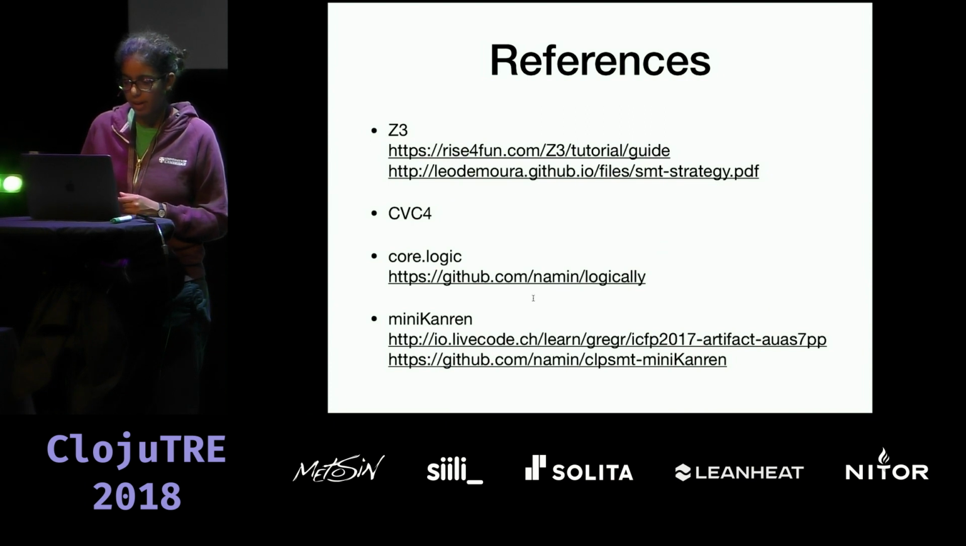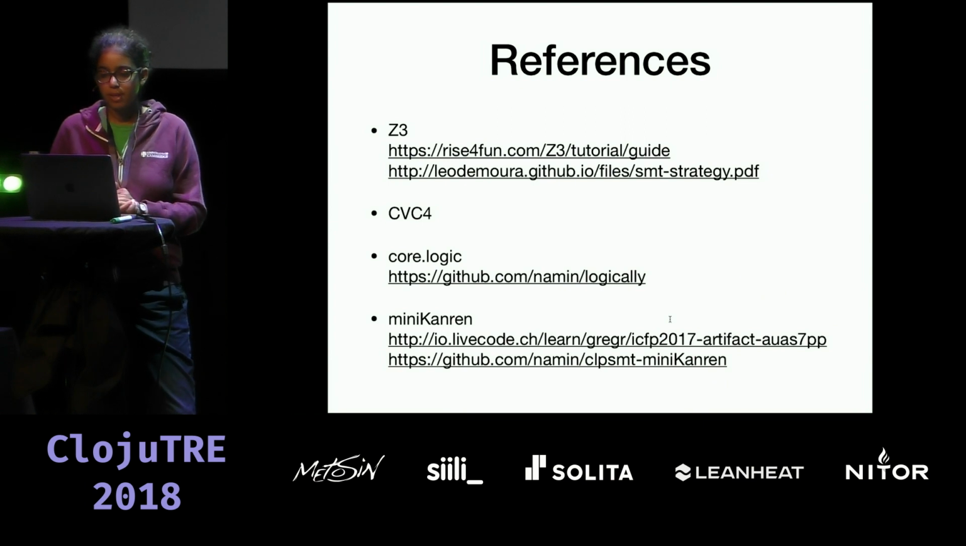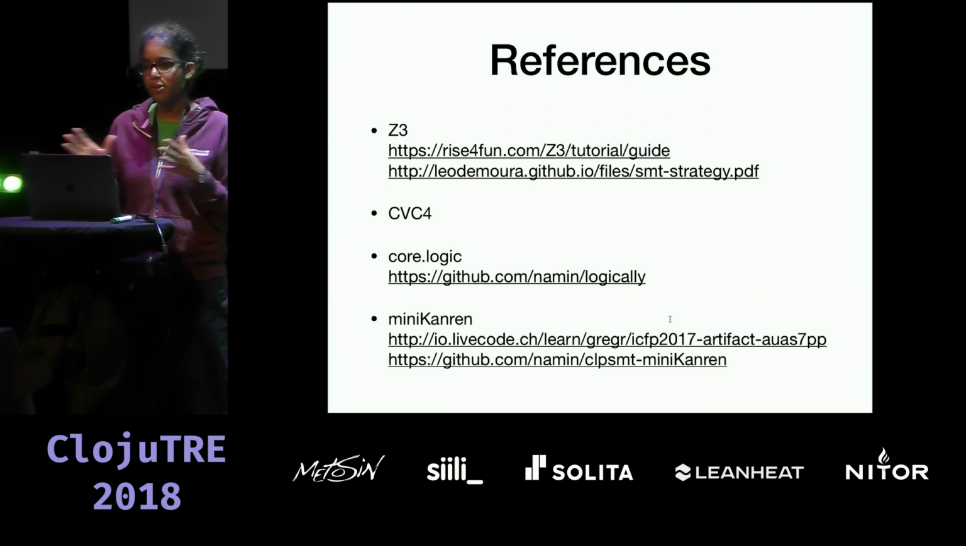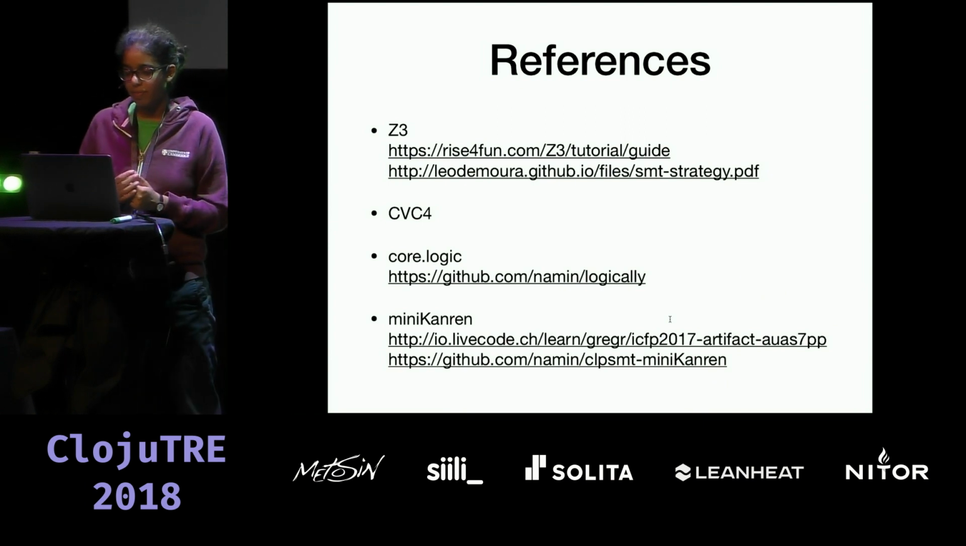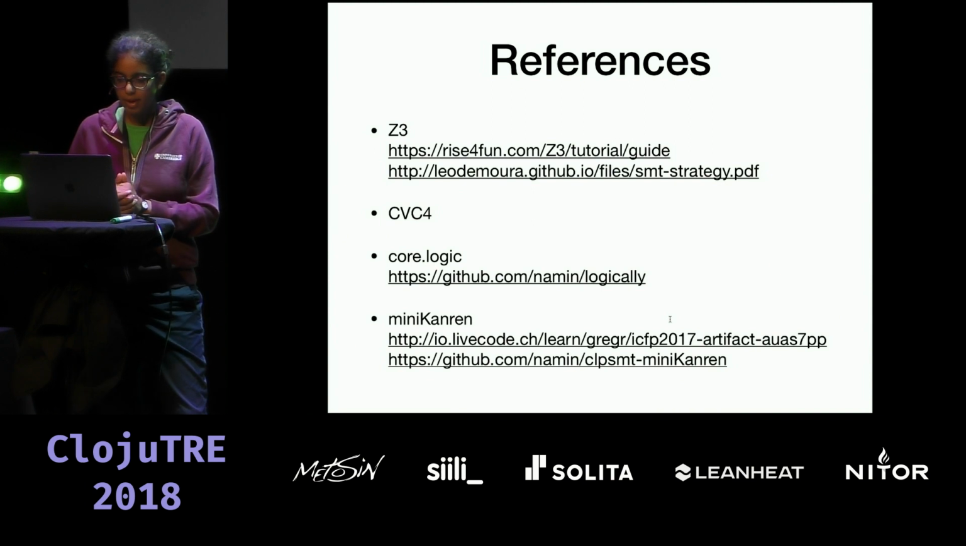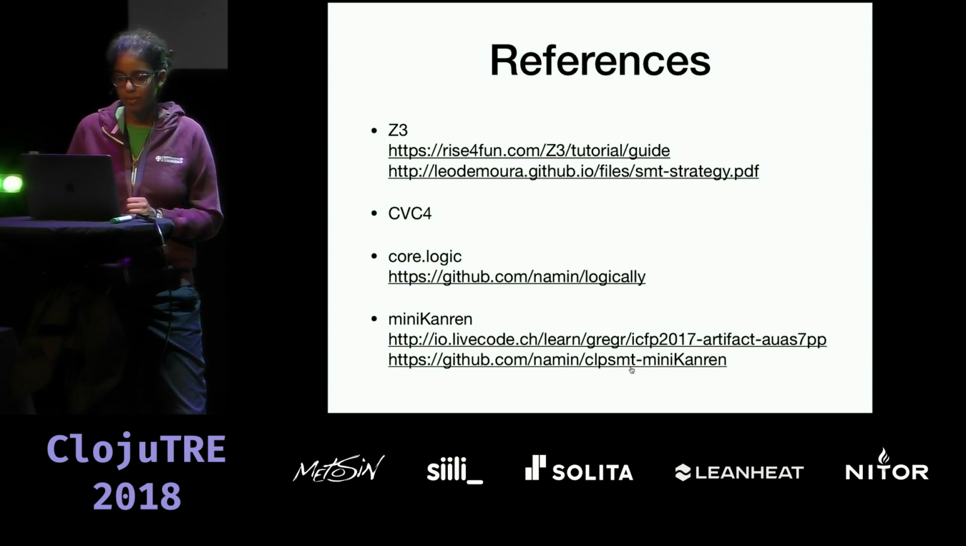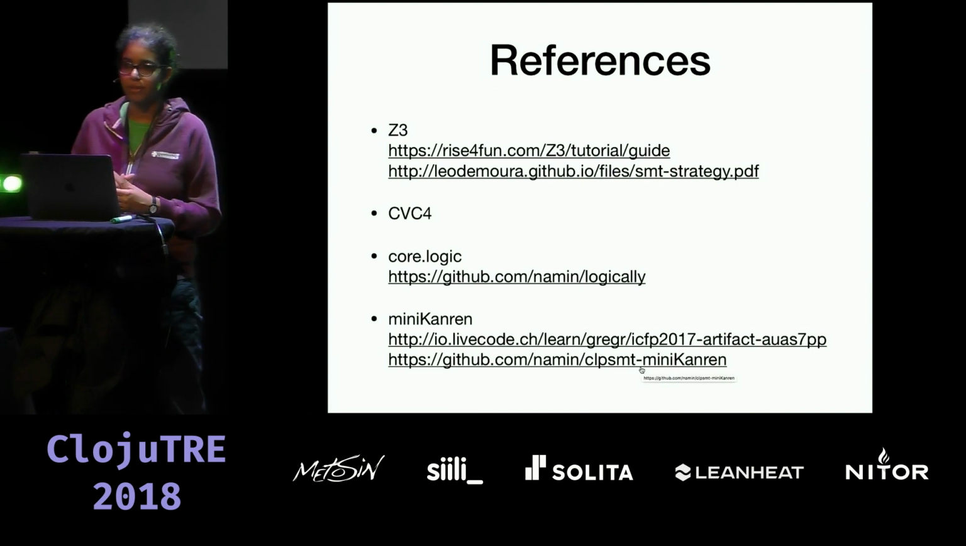And for miniKanren, I would say that a good starting point nowadays is this ICFP 2017 paper that shows all this work on having functional interpreters inside this relational programming model. And for the code on this, using miniKanren for the CLP SMT, this is the repo.